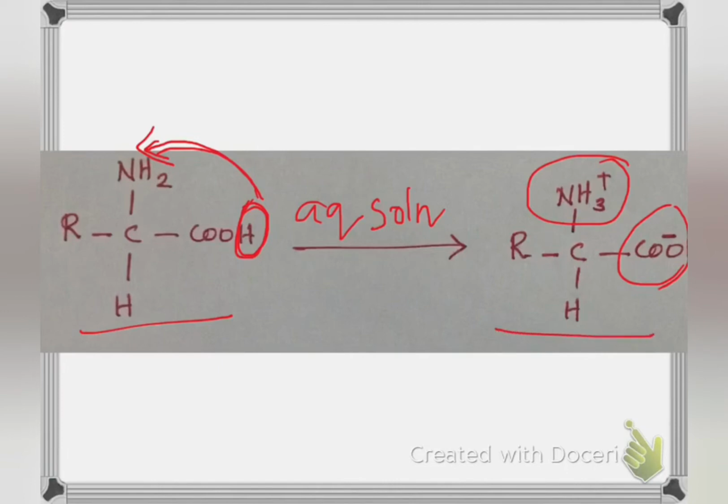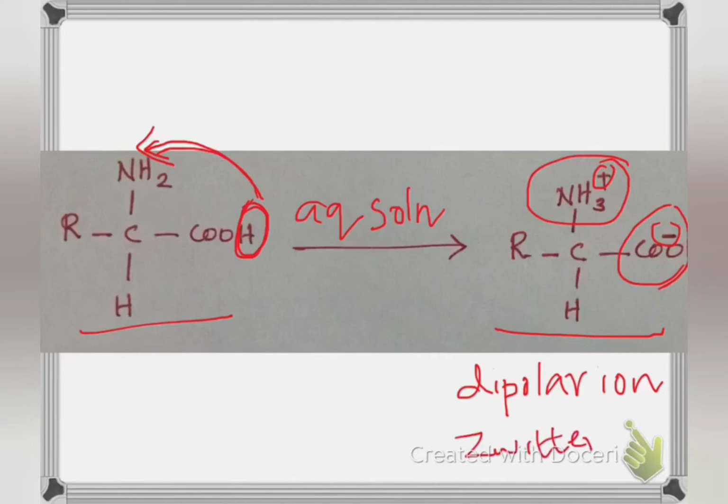Now look at this molecule. Here we can see both positive and negative charges present in the same molecule. So this molecule is known as a dipolar ion. Both poles are there, so it is known as dipolar ion or Zwitter ion.